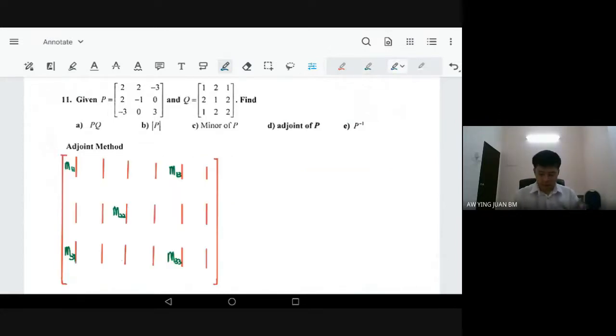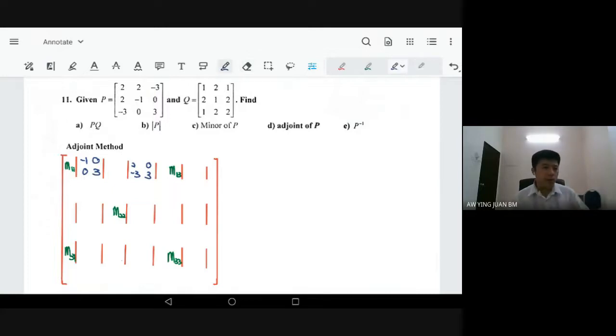So here we have the frame for the minor. Kindly take note, we have to prepare the frame. Next, focus on P. In here, M11 means that we have to eliminate row 1 and column 1. So we have negative 1, 0, 0, 3. Next, proceed with 1, 2. Eliminate row 1 and column 2. So we have 2, negative 3, 0, and 3.